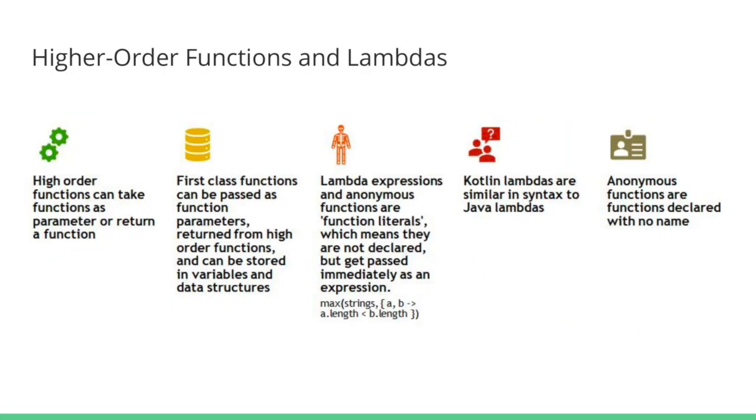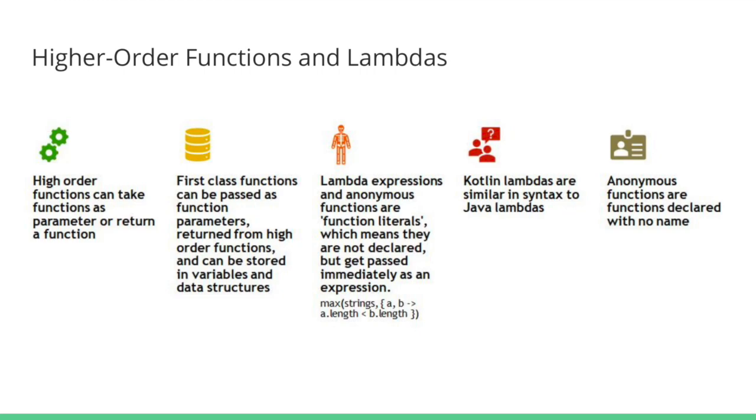Kotlin also has modern features, like higher-order functions, lambdas, and anonymous functions. Higher-order functions can take functions as parameters or return a function. Kotlin functions are called first class, which means that they can be passed as parameters to functions, they can be returned from higher-order functions, and they can be stored in variables and data structures. Kotlin actually has a family of function types, which includes the lambda expressions and anonymous functions. Lambda expressions and anonymous functions are called function literals, which means that these functions are not declared but get passed immediately as an expression, like the example below.